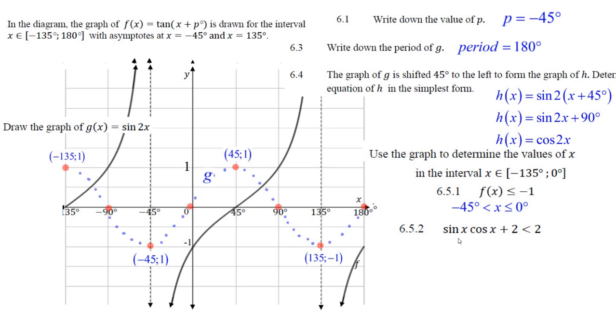The next question's a little tricky. When you see sine x cos x, if I put a 2 in front of here, I'm going to turn it into 2 sine x cos x, which is the sine of 2x. And I just subtracted 2 from both sides to make it 0. Now, where is the sine of 2x less than 0? Where is it negative in this region? Well, I can see between 0 and minus 90 degrees. And that's your answer. So there you go.